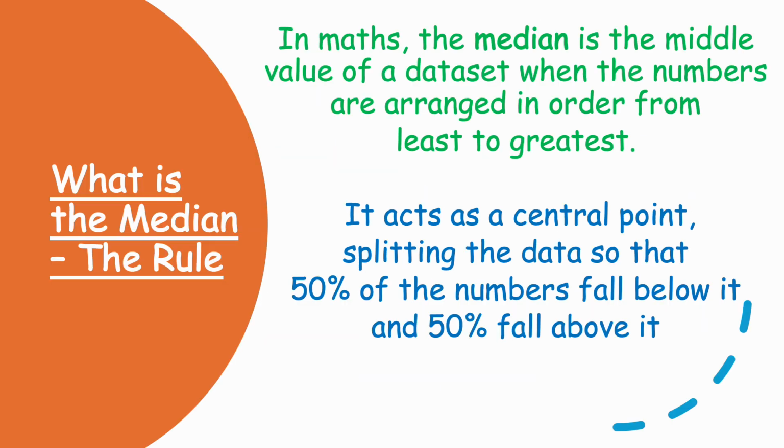What is the median? The rule. In maths, the median is the middle value of a data set when the numbers are arranged in order from least to greatest. It acts as a central point, splitting the data so that 50% of the numbers fall below it and 50% fall above it.